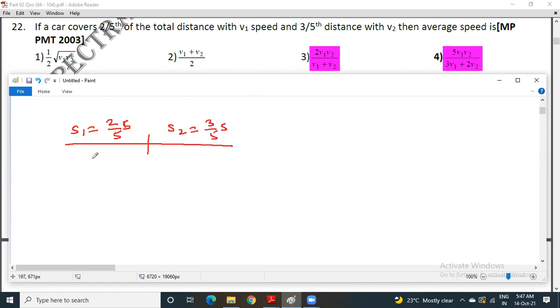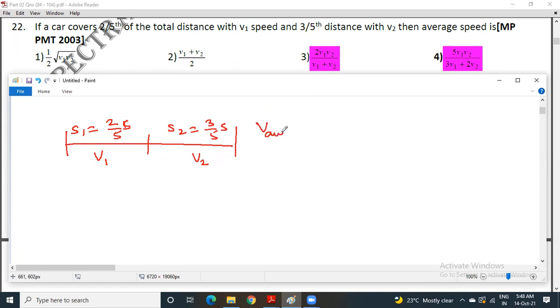The first part is moving with speed V1 and the second part with speed V2. So in the question, you don't have any other values given. You will get the answer in letter form only. You have to find out the average speed.